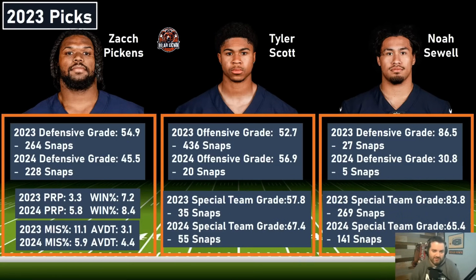Same with Zach Pickens. Here's some of my biggest things with him. A lot of snaps his first year, 264, defensive grade of 54.9, regressed. You guys know my general analysis of the team. When looking at a 10,000-foot level, anything below 50 is cut-worthy in my opinion. Now, if you're on a rookie contract or a second-year contract, that's a different story. Maybe you're going to continue to work and develop with these guys.